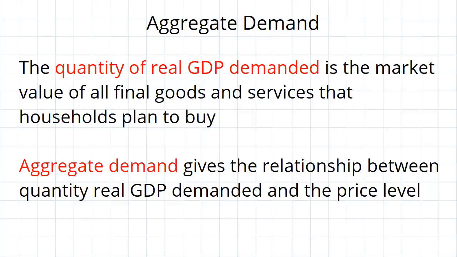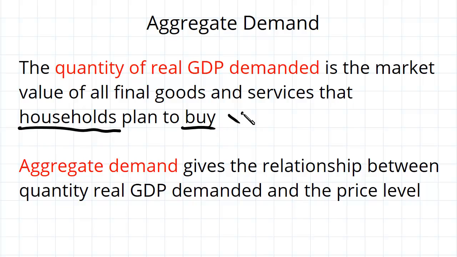So getting into definitions again, previously we looked at the quantity of real GDP supplied, which was the market value of final goods and services that firms planned to produce. Now we look at the quantity of real GDP demanded, which is the same thing except instead of it being what firms plan to produce, it's what households plan to buy. And aggregate demand is the relationship between this and the price level.